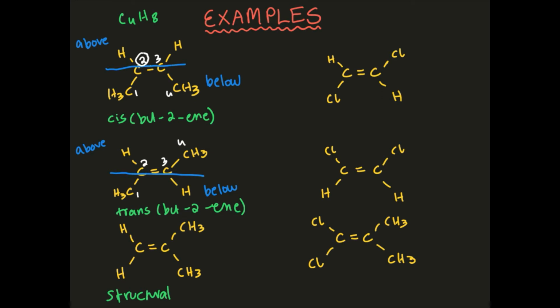So all three of these, if you take a look at it, even this has 4 carbons. So the formula for this will also be C4H8. So all three of these are going to be isomers of each other. These two are going to be cis-trans and this one is going to be a structural isomer. Now let's take a look at this.